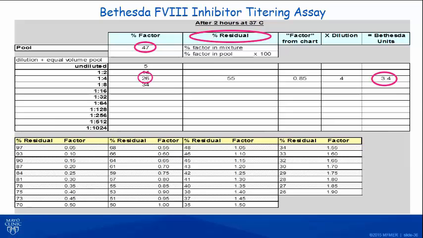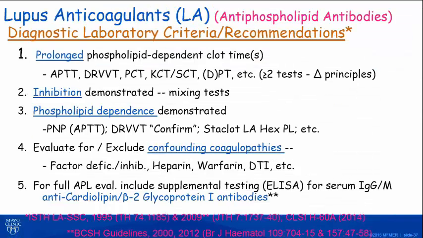The titering assay, or Bethesda procedure, is a 1-to-1 procedure with dilutions of plasma. It's done at 2 hours. You dilute the normal plasma 1-to-1, so you get about 50%, and you're looking for that dilution of patient plasma that inhibits 50% of the activity. So this titer is around 4 Bethesda units. It's actually a titer of 1 to 3.4. Lupus anticoagulant is going to be addressed in a subsequent talk.